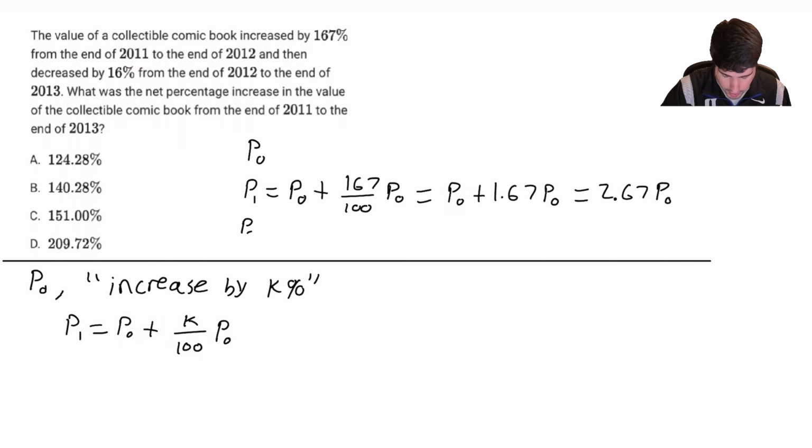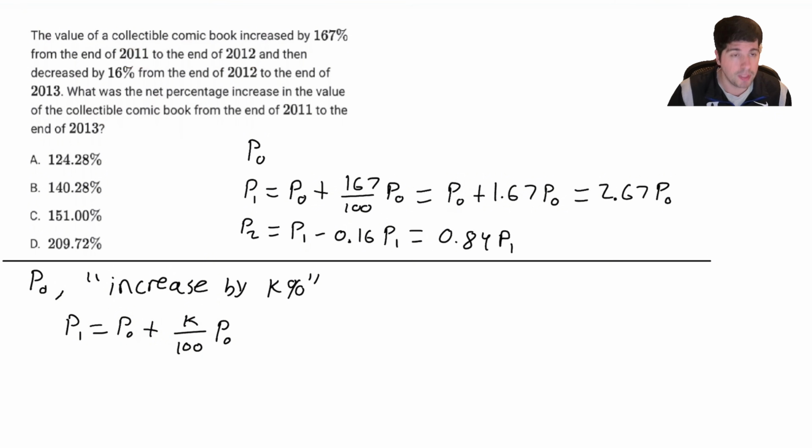Okay, but now we're told after this increase by 167%, there was a decrease of 16%. So now there's an updated price P2, which takes this price P1 and decreases it by 16%, right? So this would be 16 over 100, or I'll just skip straight to 0.16 times P1, right? So 0.16 because we had 16 divided by 100. So what is this? This is just equal to 0.84 times P1.